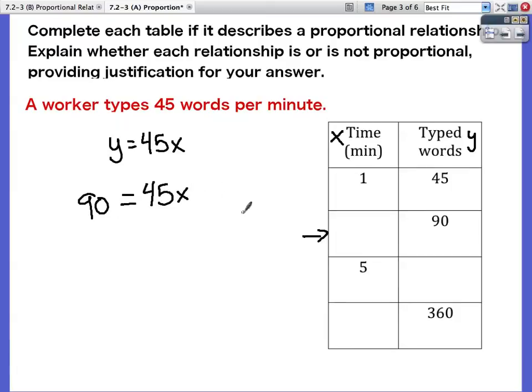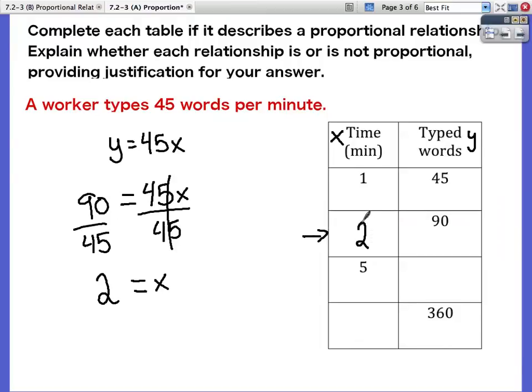Remember how I said before, if a relationship's proportional, you should be able to just divide by A, or the constant of proportionality, to figure out x? Well, if you divided both sides by 45 here, what happens mathematically is these 45s cancel out, because 45 divided by 45 is 1. So all we're left with is x. And 90 divided by 45 is 2. So therefore, we've been able to algebraically figure out that the input must be 2.